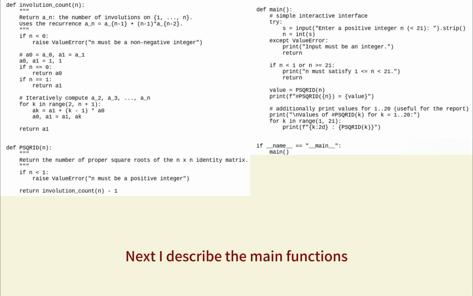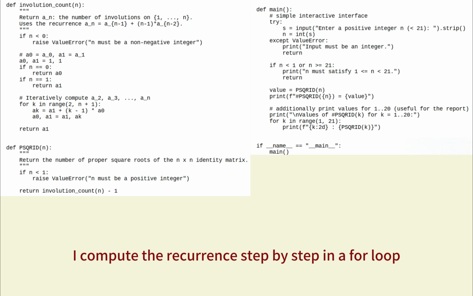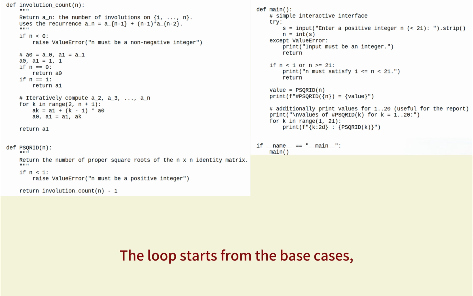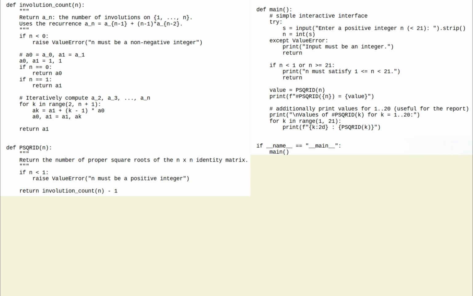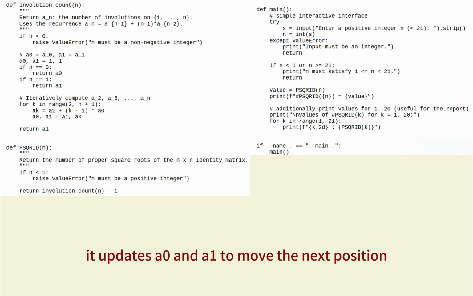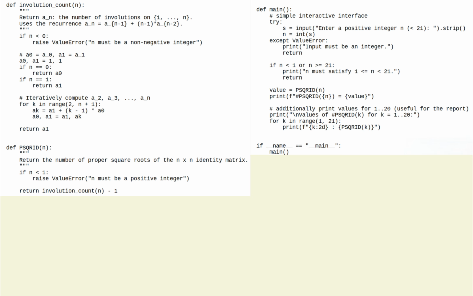Next, I describe the main functions. The main computation is in the function evolution_count(n). I compute the recurrence step by step in a for loop. The loop starts from the base cases, where the count is 1. In each step, it computes the next term ak using the rule. The new term equals the previous term plus k minus 1 times the term before that. After that, it updates a0 and a1 to move to the next position in the sequence.